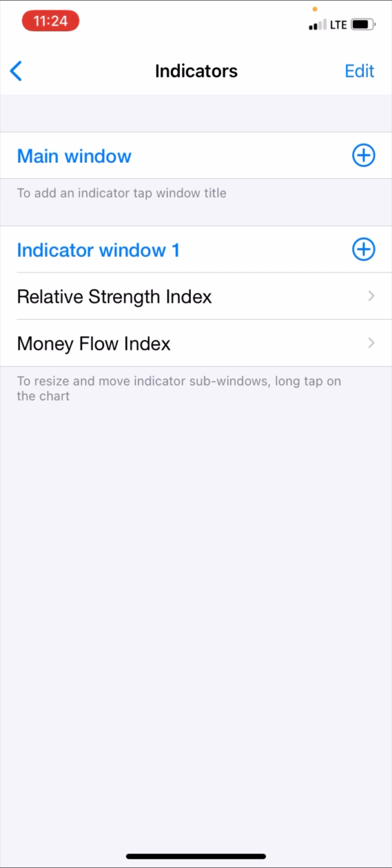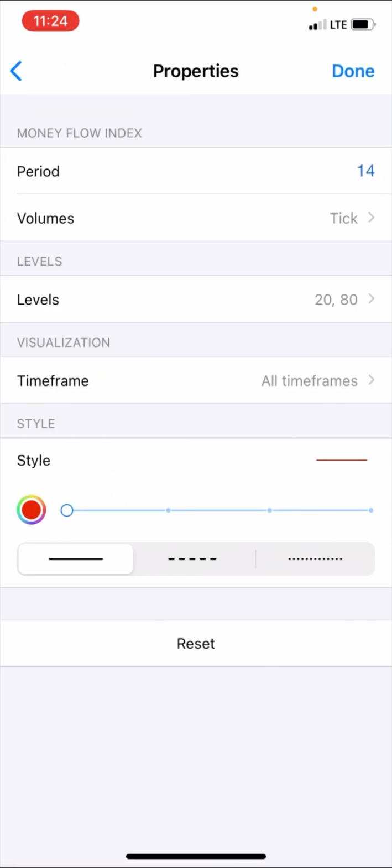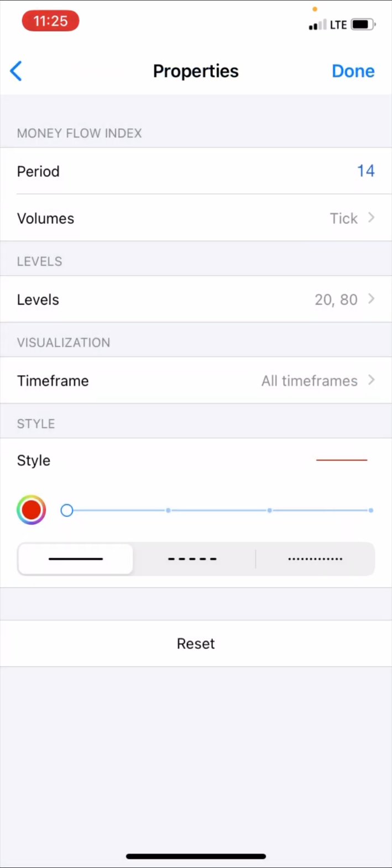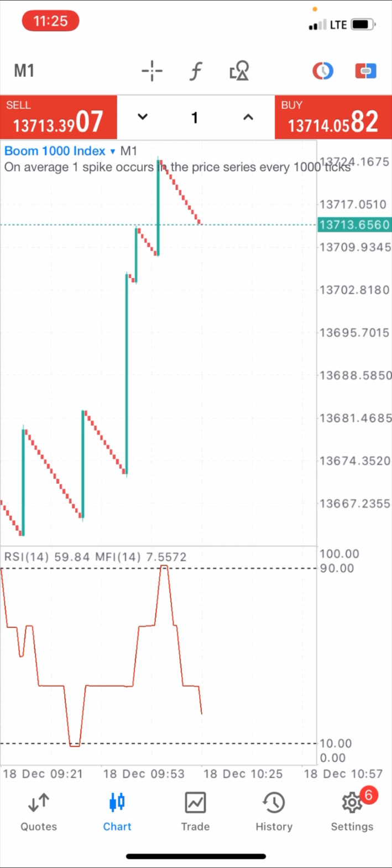money flow index. On the money flow index, you have period 14, volume stick, levels 20 and 80. This setup is already in the previous video, so if you have seen that video, you should be familiar with this setup already. I just want to show you guys how it works for catching spikes. So you simply copy this setup and then we are good to go. Remember to leave your time frame at all time frames, and use any color that will be visible on your screen. Click done when you're done with that, guys.